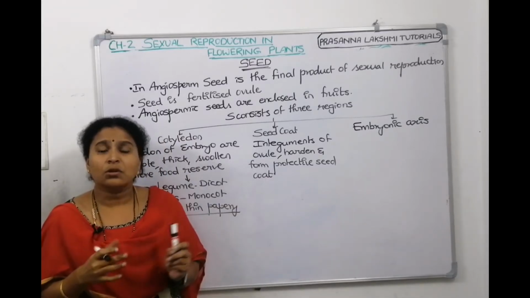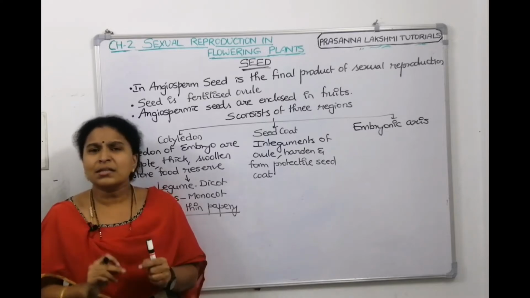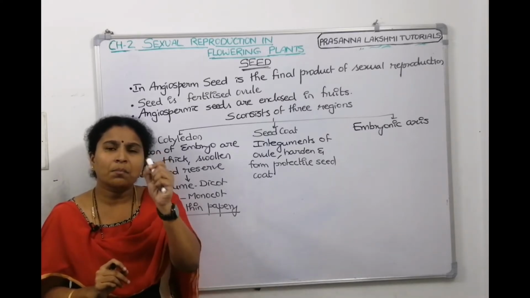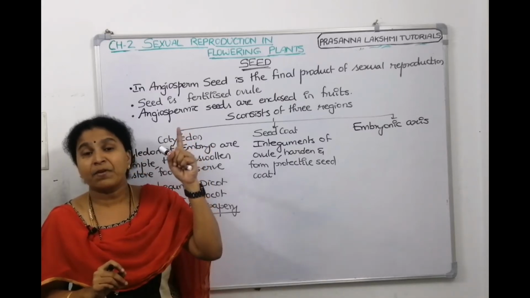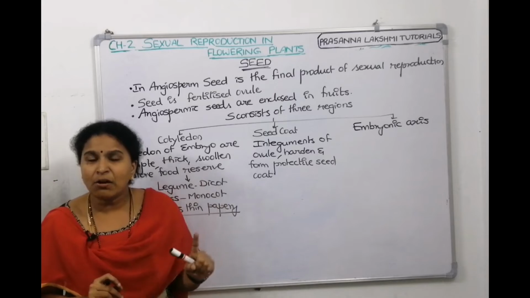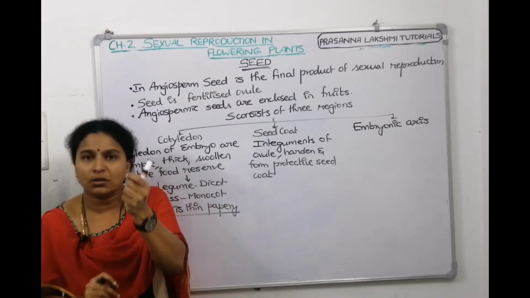Now this seed coat, why are we telling it is protective? It protects the young embryo which is inside. On the seed coat itself, there is a pore called micropyle. Now in the ovule also micropyle is there, where integuments are absent. In seed also micropyle is there. The micropyle remains like a pore on the seed coat.